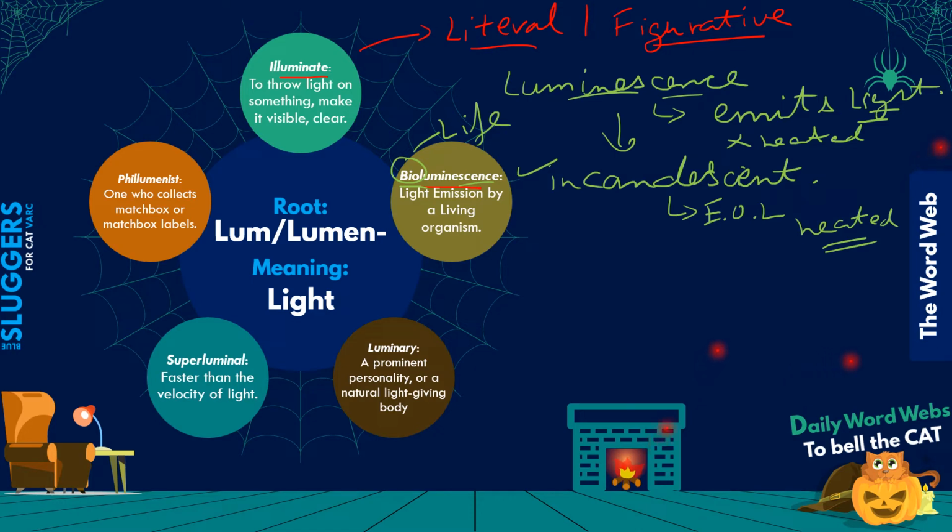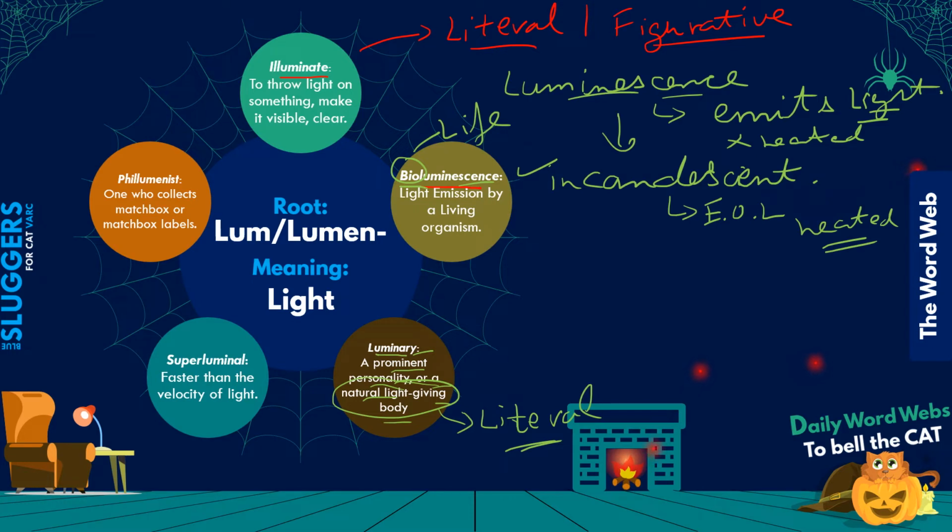Moving ahead. Luminary. Luminary is a term used for a prominent personality or a natural light-giving body. The natural light-giving body is the literal meaning, for example the moon, the sun, etc. can be considered luminaries. It doesn't matter whether the light coming from them is their own or is being reflected. Luminary can be used for both, as long as there's light coming from that direction, right? That's the literal meaning.